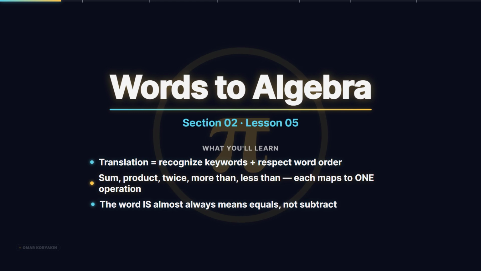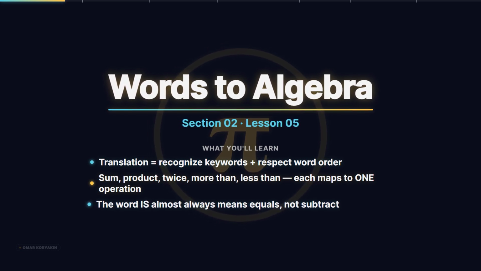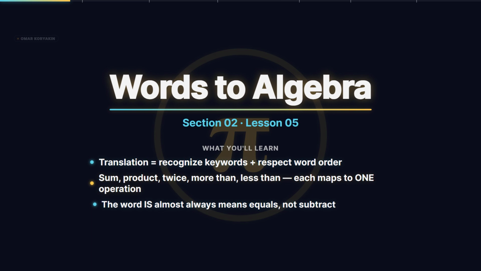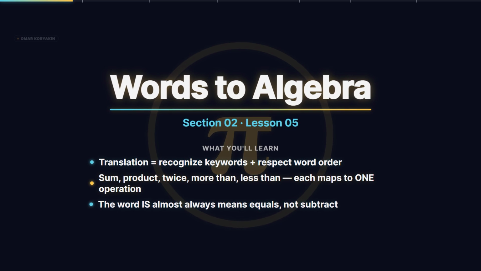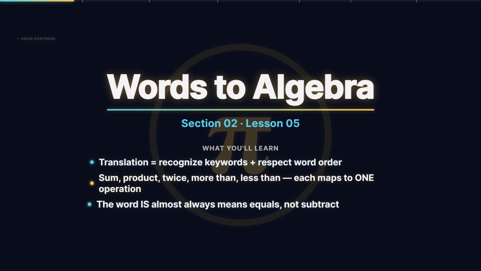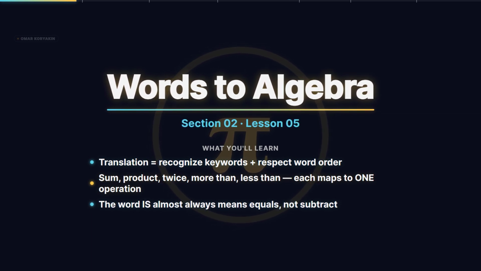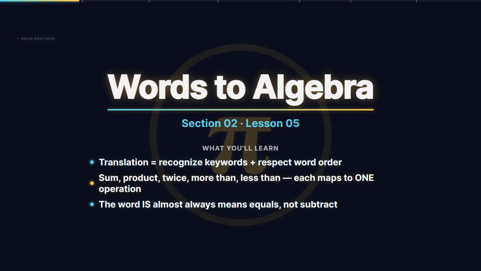Third idea. Some words flip the input order in surprising ways. The phrase 5 less than a number translates as the variable minus 5, not 5 minus the variable, because less than reverses the order. The phrase a number subtracted from 10 translates as 10 minus the variable, not the variable minus 10, for the same reason. The phrases more than and added to also tend to reverse. Always read your translated expression aloud and check it against the original sentence to catch order flips before they become wrong answers. The order check takes 5 seconds and prevents the single most common translation error in beginning algebra.